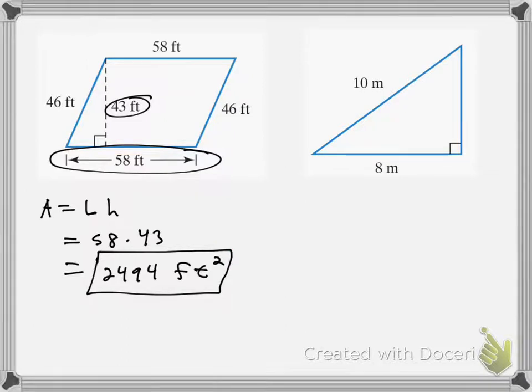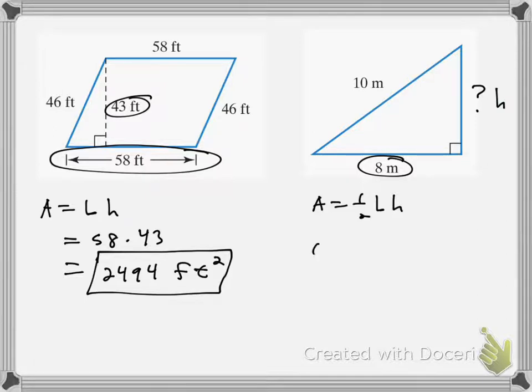Okay, let's look at the second one. So the area of a triangle, this is a triangle. The area of a triangle is 1/2 base times height. Well, if we use this as the base, the height would be this thing right here, since this is a right triangle, right? Well, we've got to use the Pythagorean theorem to find the height. We'll call that h, right?